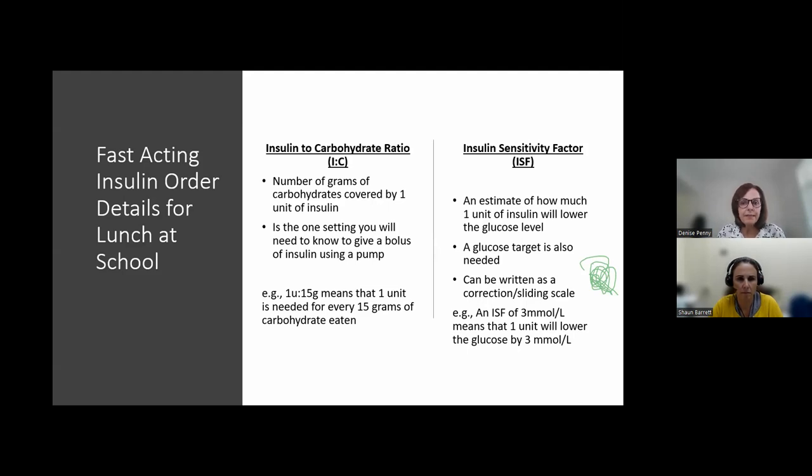Another term, the insulin sensitivity factor, or ISF, is the correction factor. That is an estimate of how much one unit of insulin will lower the blood sugar, and it's usually based on a glucose target. So that number or target needs to be known as well. It can be written as a correction factor like 1 to 3, meaning one unit of insulin will lower the blood sugar by 3 millimoles. You may also see in the nursing orders that we have added it as a sliding scale as well.